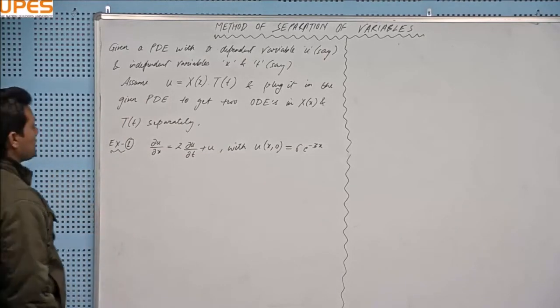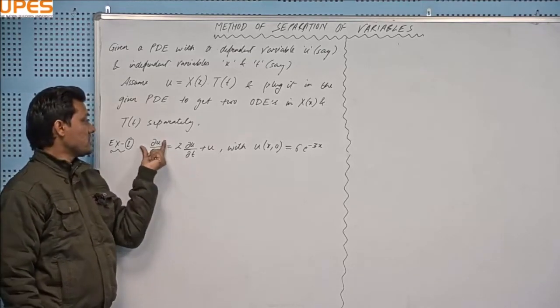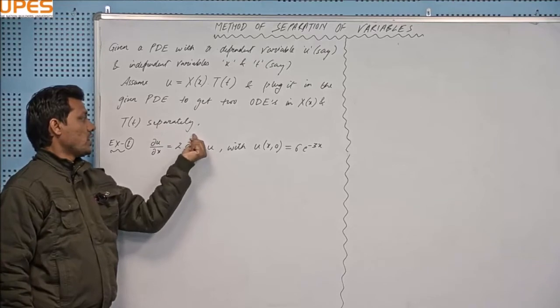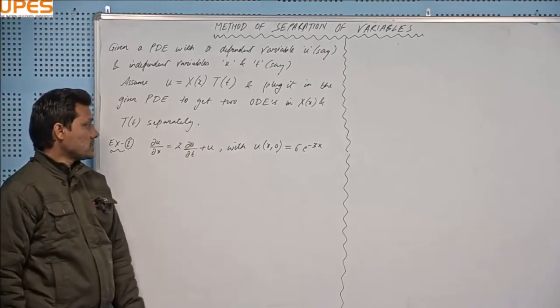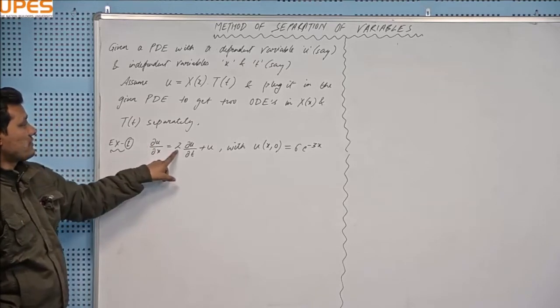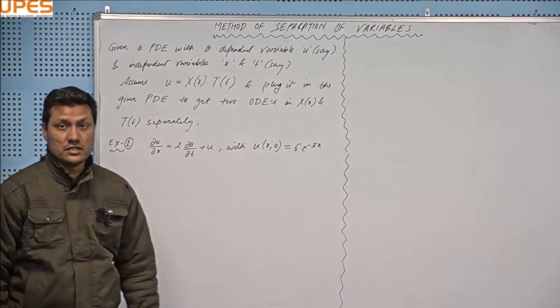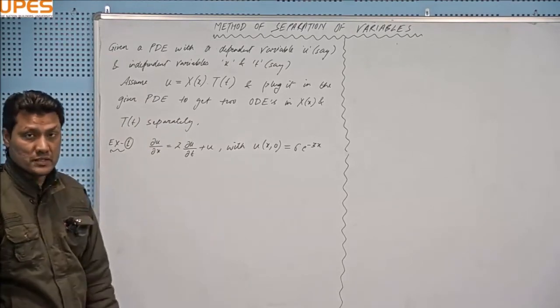And you can see that this PDE is obviously a linear PDE, since every derivative has degree 1, and the coefficients are constants. The coefficient is 1 here, and here we have 2. So you can solve it by this method of separation of variables. There is a sufficient condition to use this method.